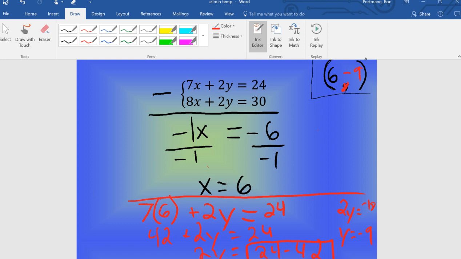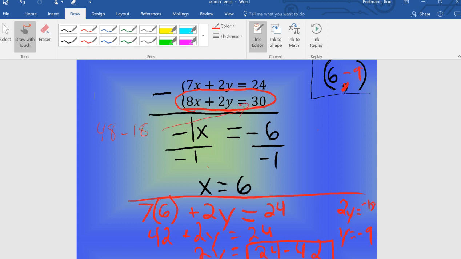Now let's try it. We always want to make sure that this is correct. I'm just going to take the second equation because we used the first one. I'm going to put a 6 in for x. Regardless, you get 48. If I put a negative 9 in for y, 2 times negative 9 is negative 18. And 48 minus 18 gives you 30.